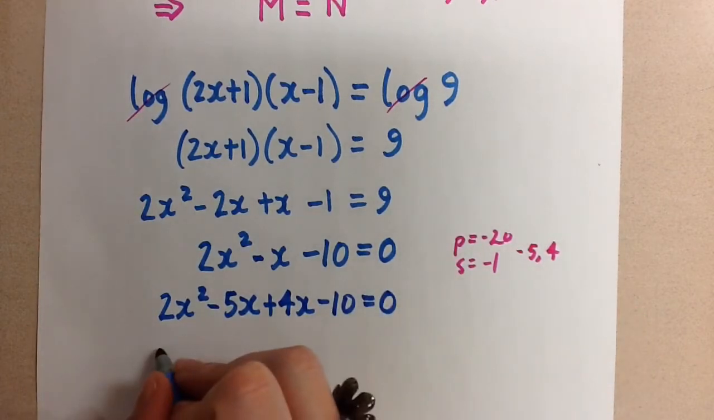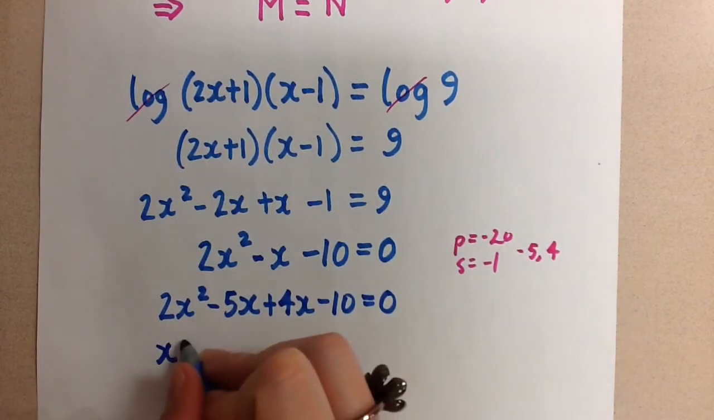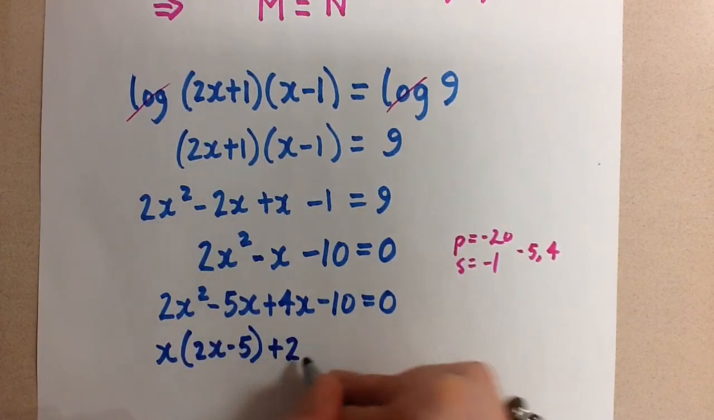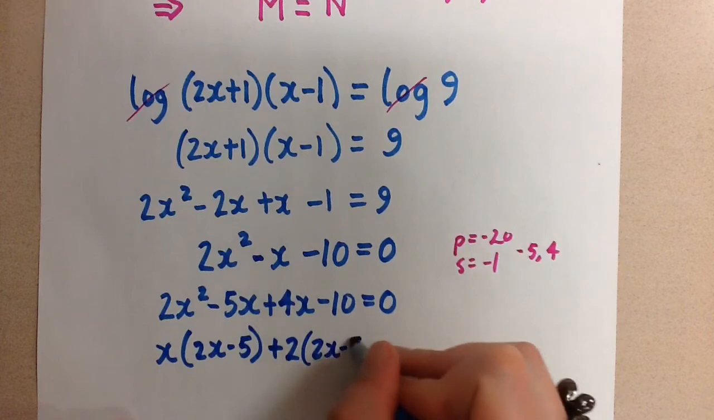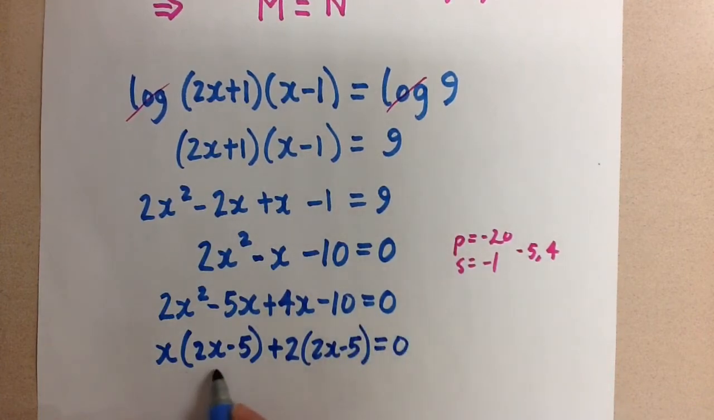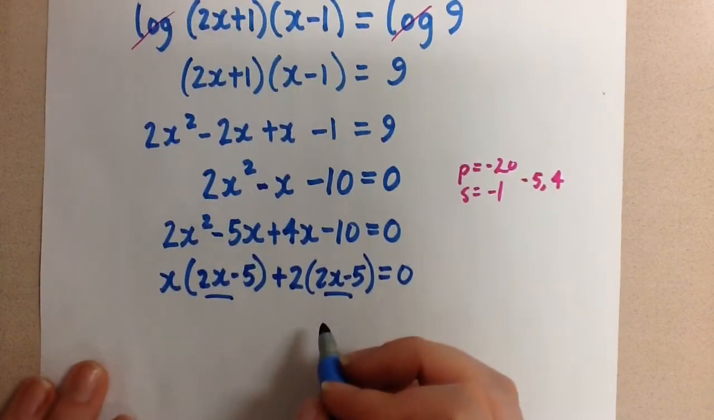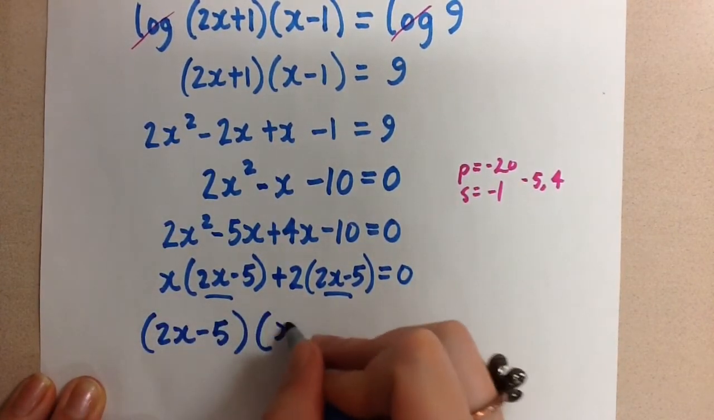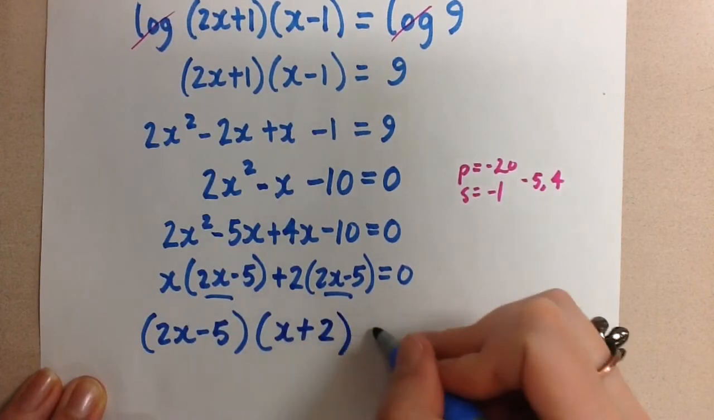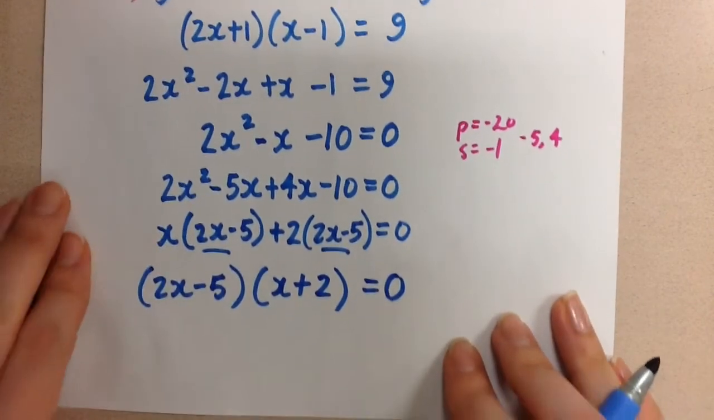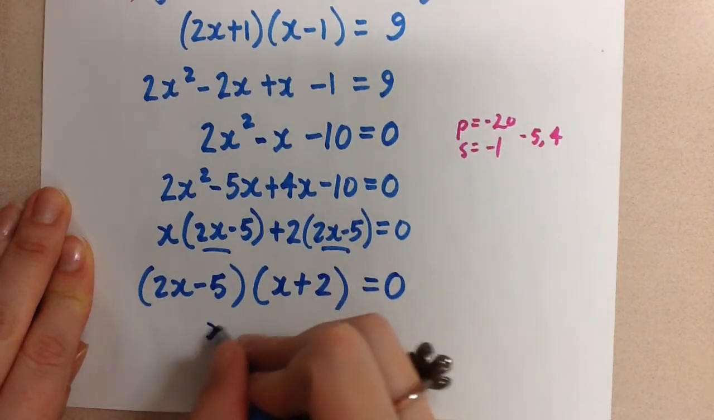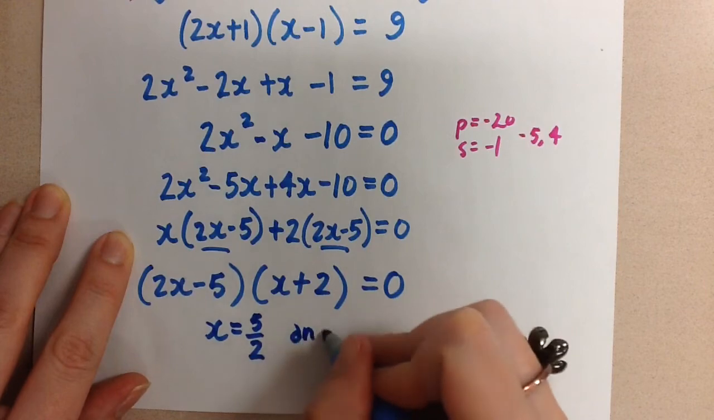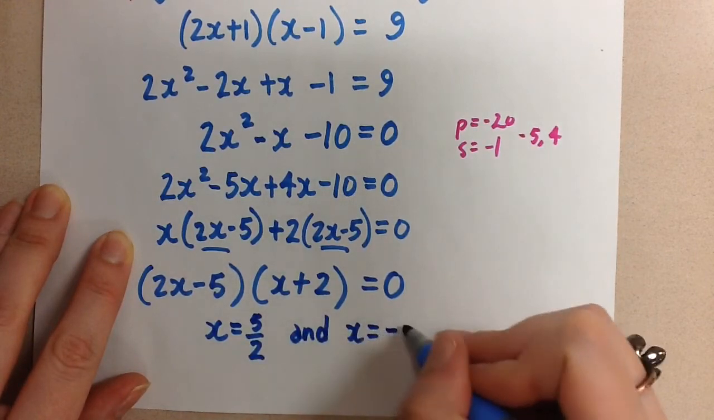Okay. And now if we factor the first two terms, we get x and 2x minus 5. And then the second two terms, we get 2 and 2x minus 5. Okay, so we'll take out this common factor that we have to get 2x minus 5 times x plus 2 equals 0. So our solutions here are x equals positive 5 over 2 and x equals negative 2.